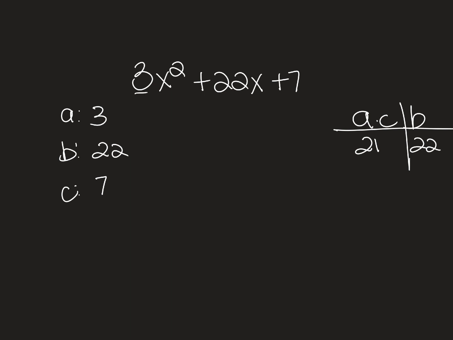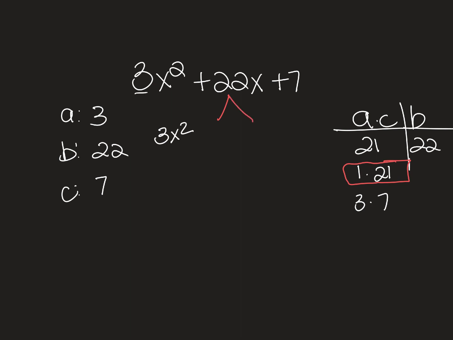And if I go through all the factors of 21, I have 1 times 21, 3 times 7, and of course all of the negatives. So right here, the only one that is going to give me that answer of 22 is my 1 times 21. So now I'm going to go back up to my original problem. Okay. I have my 3x squared. And here, this is where I'm going to split my middle term to these two factors.